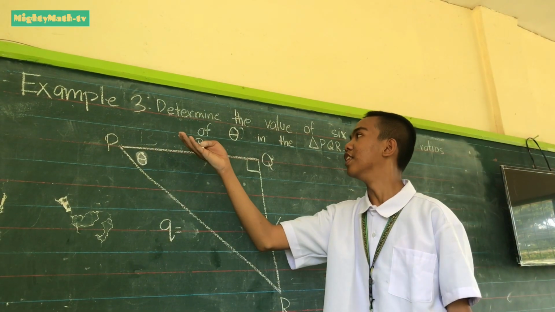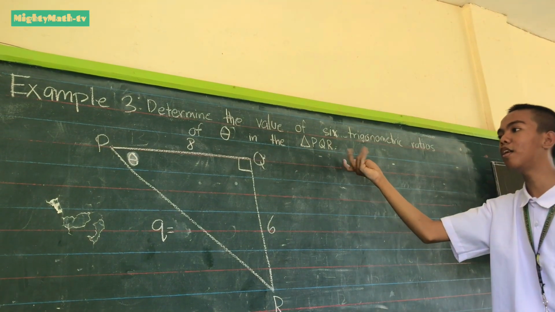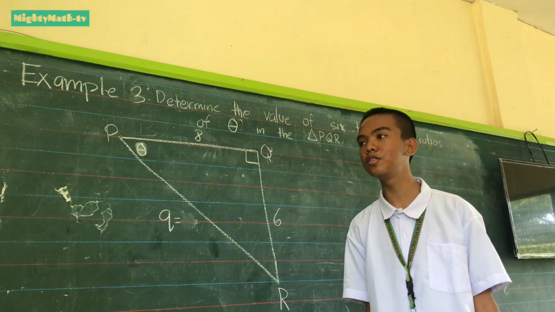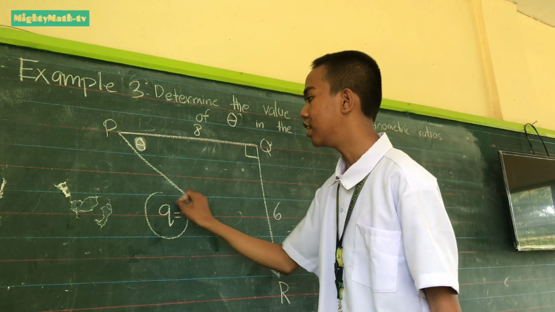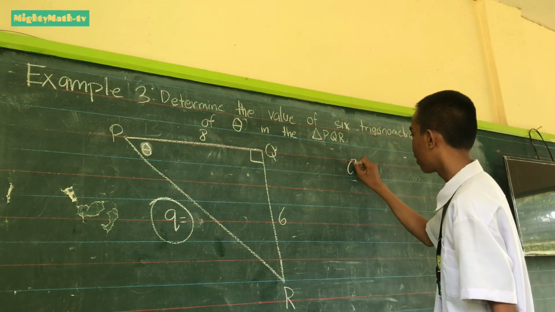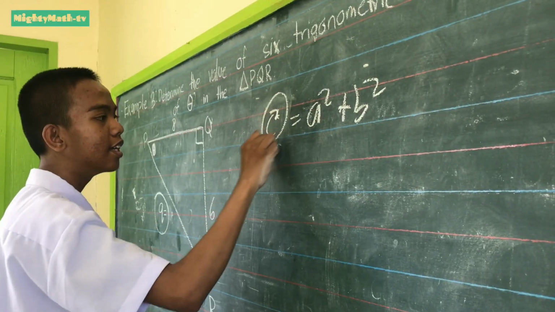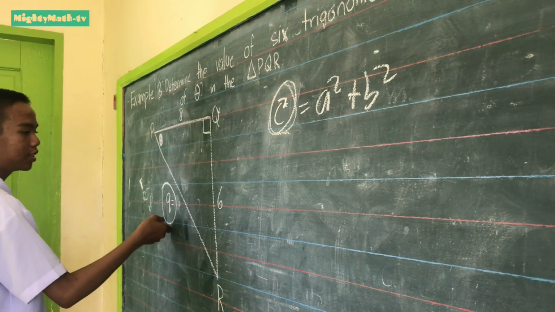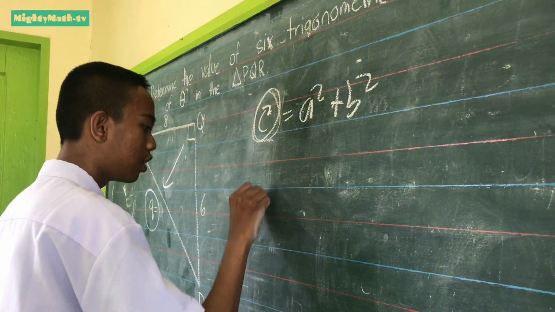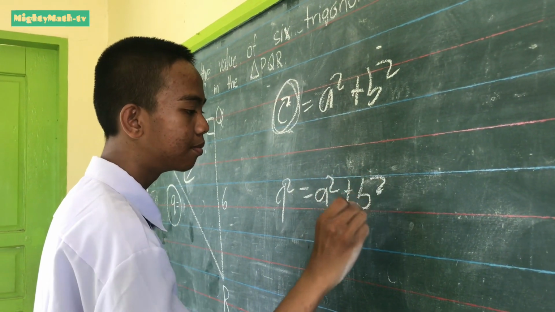For example number 3, determine the value of the 6 trigonometric ratios of theta in the triangle PQR. In this example, we incorporate the ideas of example number 1 and 2. Our missing side is q. To solve this, we use the Pythagorean theorem, and that is c squared is equal to a squared plus b squared. Again, c squared is the hypotenuse, and our hypotenuse is q because it is right in front of a right angle. It's q squared equal to a squared plus b squared.